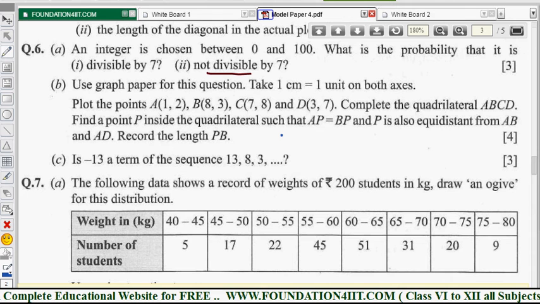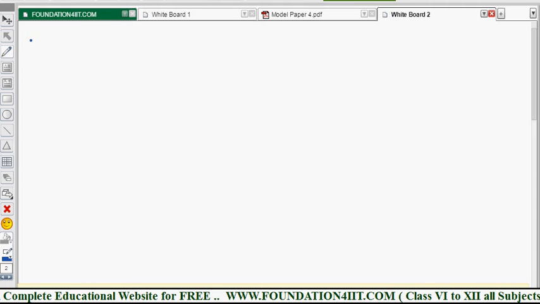Let's see the next question. Use the graph paper for this question. Take 1 centimeter as 1 unit on both axes. We need to plot A, B, C, D. A is (1, 2), B is (8, 3), C is (7, 8), D is (3, 7). Let us plot these points and complete the quadrilateral first.